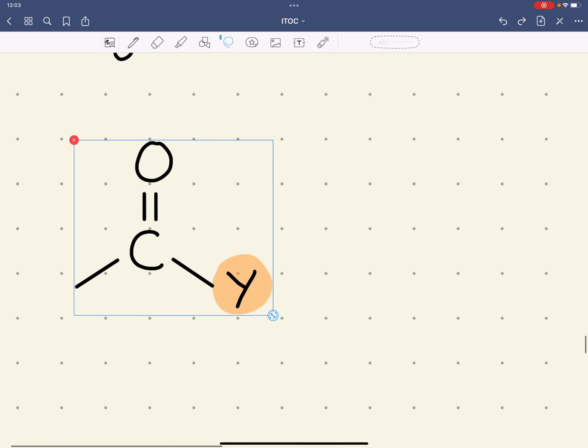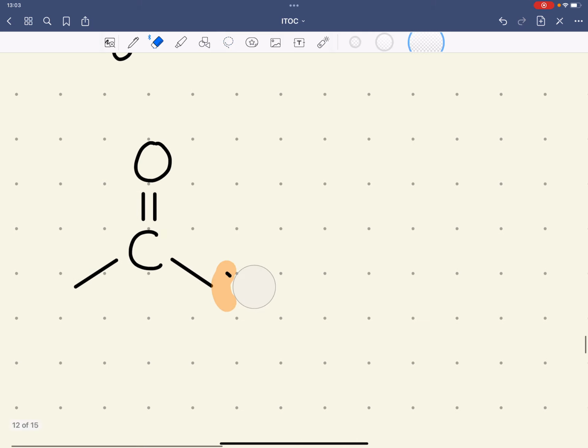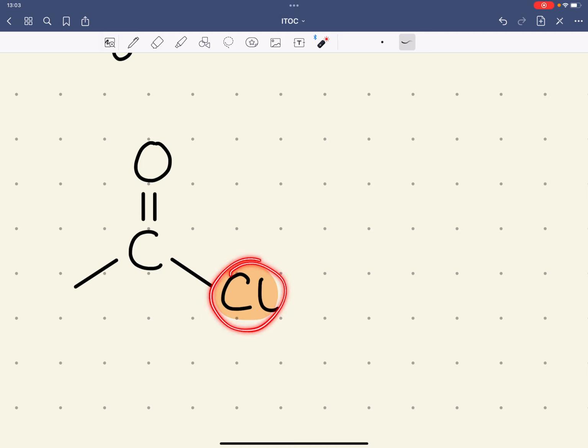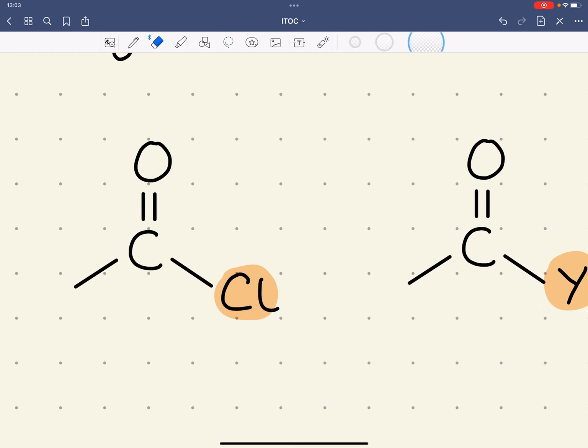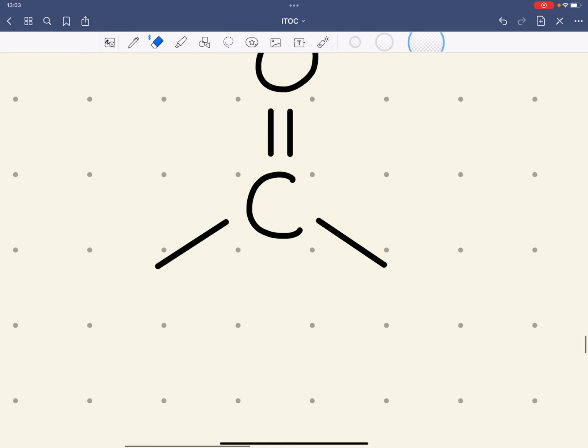So we have, for example, where Y could be a chlorine, and again you can see this chlorine is a good leaving group. This chlorine can leave as the chloride ion, and if you look at the early video on substitution reactions, this chloride ion is a very good leaving group. Other examples that can undergo these reactions would be anhydrides.